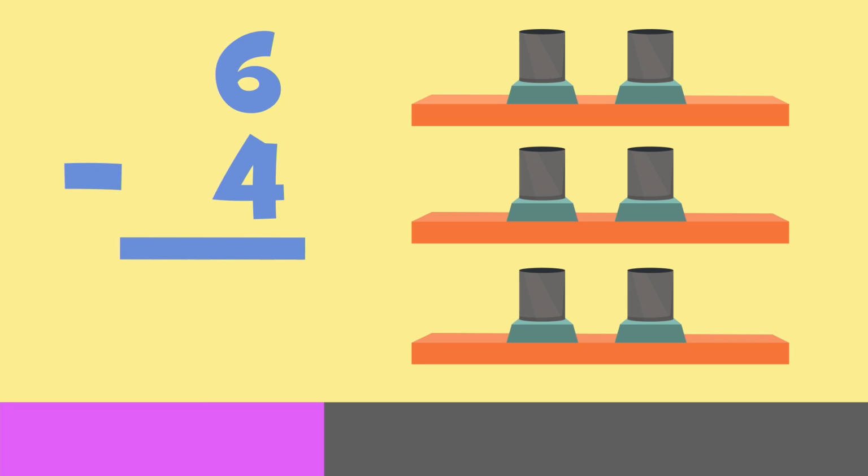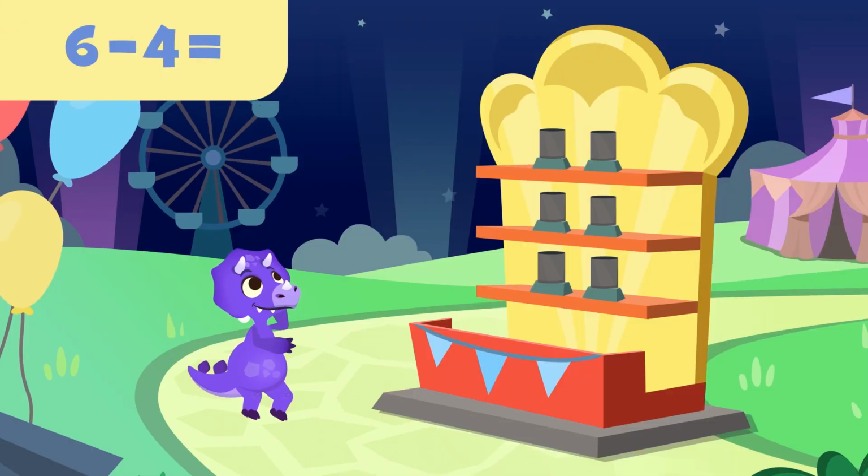Let's start with something easy to warm up. There are 6 cans, and I want you to hit 4 of them. If you made it, how many cans would there be left? Time to subtract! You've got it, right? Go for it, Saury!